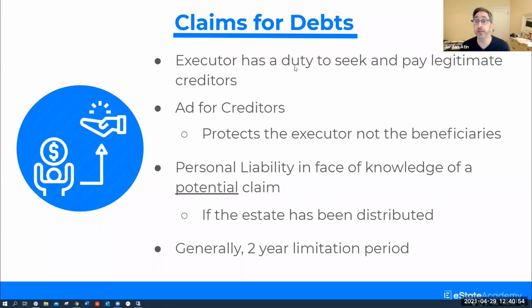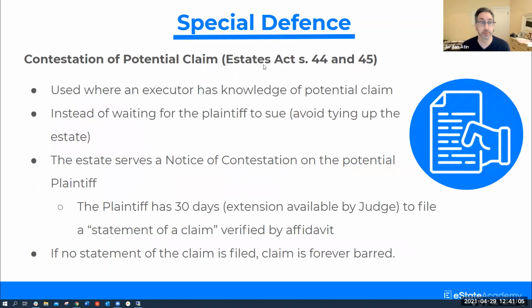because think about the situation where you're ready to distribute after month 8 of the administration, and you hear of a potential claim. Somebody writes you a letter saying, John Smith, the deceased, owed me $10,000. Okay. So you're sitting there and you know that there's a potential claim here.